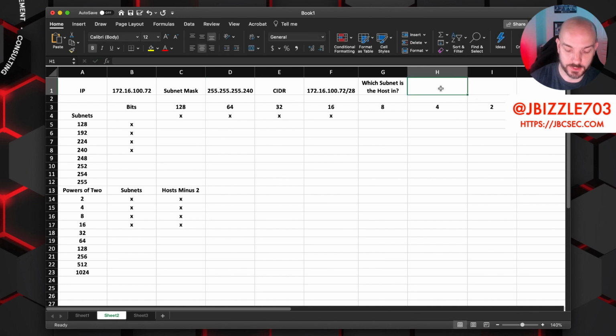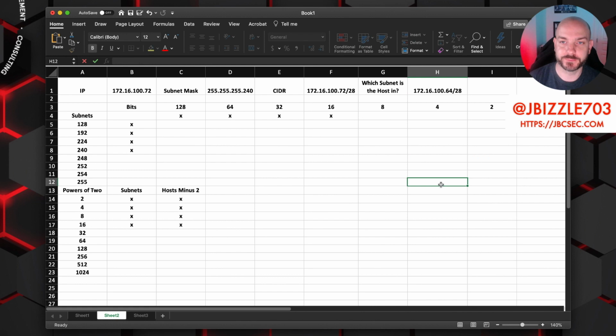So it is 172.16.100.64/28. So that's how you work through those different blocks. Once you understand where the lines of delineation are on those different subnetting blocks, then it's a lot easier to be able to do that math in your head.